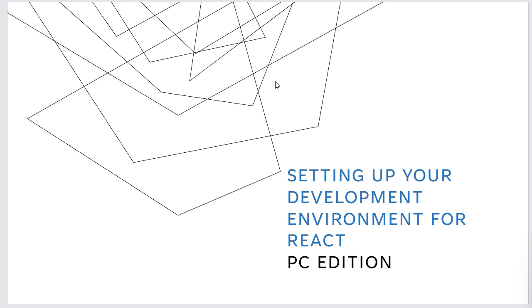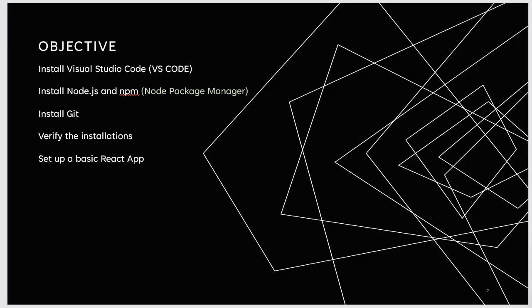All right, and let's go into it. So we're going to be setting up our dev environment. The objective for this is we're going to install a tool called Visual Studio Code. If you already have that, you can skip to step two. And then we're going to be installing Node.js and NPM, which is the Node package manager. They come bundled in Node.js when we install it.